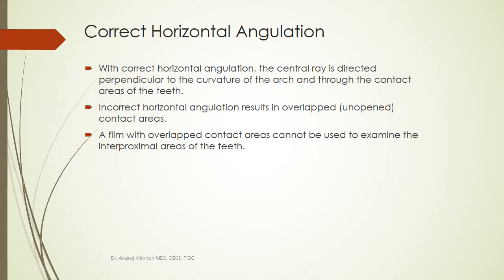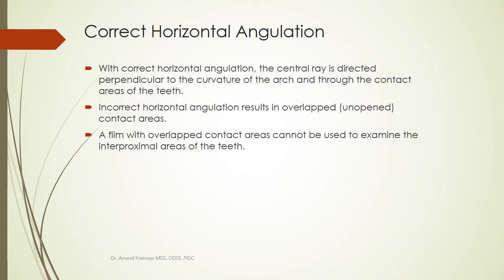Because here you do not have a ring or any guiding device to show that your angulation is correct. So how do you achieve a correct horizontal angulation? With correct horizontal angulation, the central ray is directed perpendicular to the curvature of the arch and through the contact areas of the teeth. Incorrect horizontal angulation results in overlapping of the contact areas, and a film with overlapped contact areas cannot be used to examine the interproximal areas of the teeth. So how do you achieve this correct horizontal angulation?